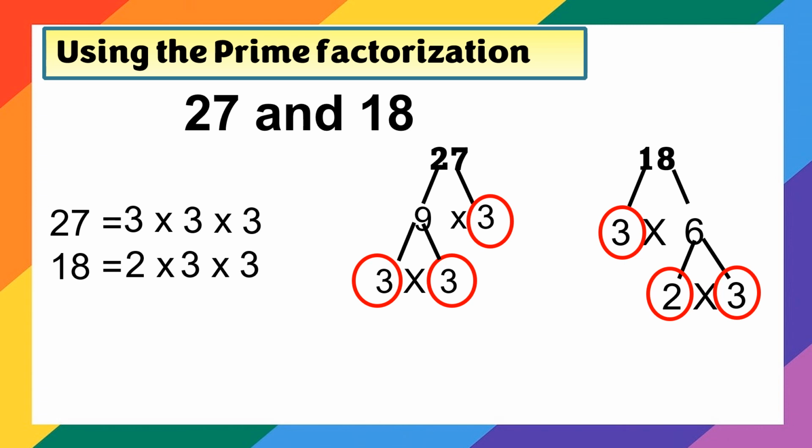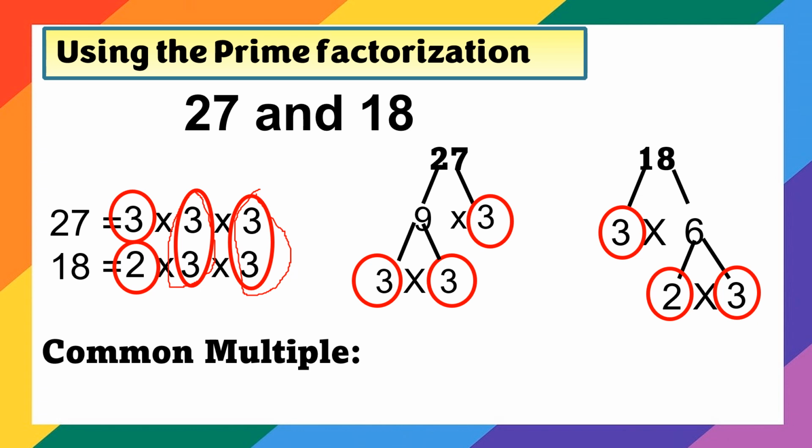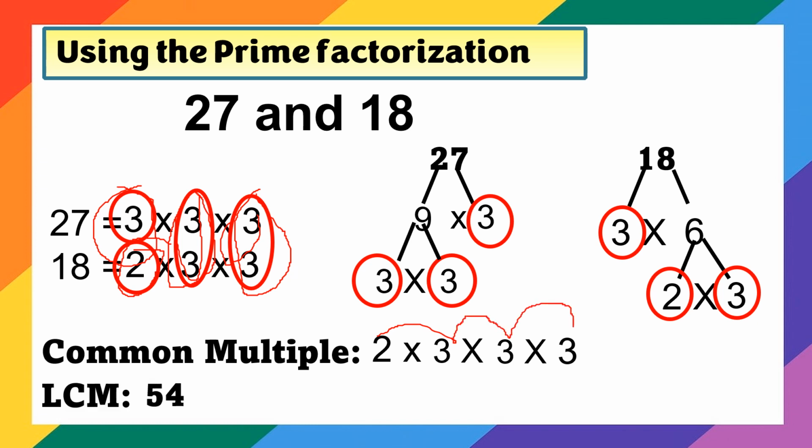Then we're going to encircle their common factors. Okay? So this one, we're going to count this as 1. And then if we're going to write all the factors, we will start from the smallest number. We have here 2. Then we have here 3. Then we have here another 3. And the last one is 3. Okay. If you are going to put that together, 2 times 3 is equal to 6. 6 times 3 is equal to 18. 18 times 3 is equal to 54. That's why the LCM of 27 and 18 is equal to 54.